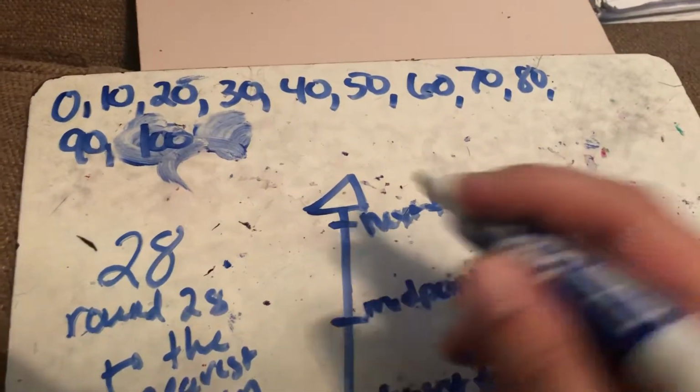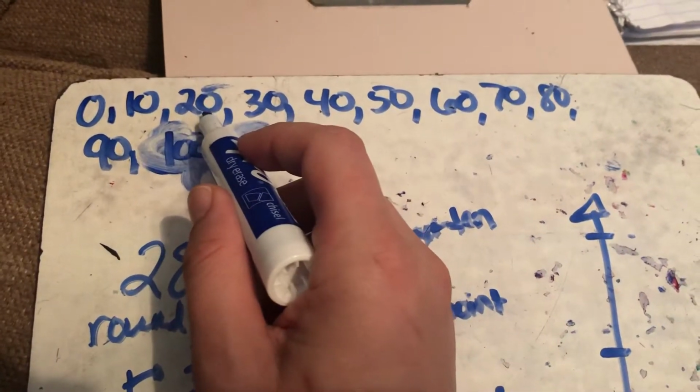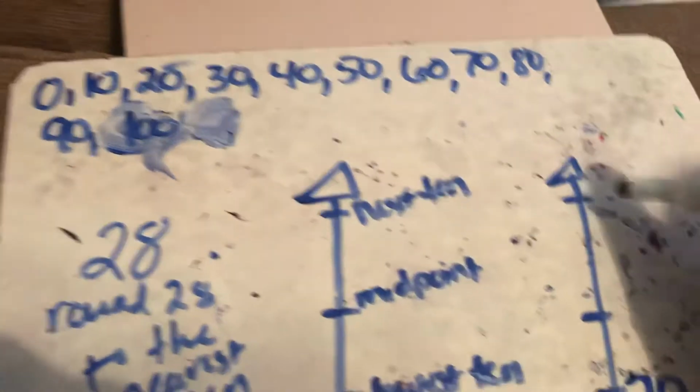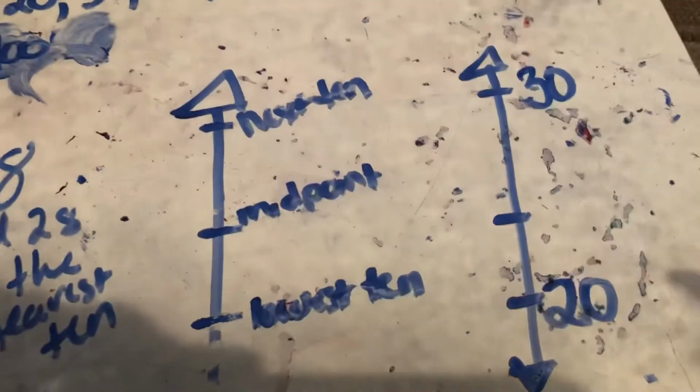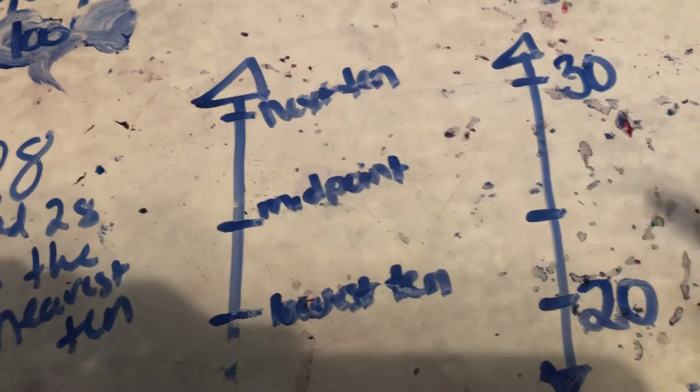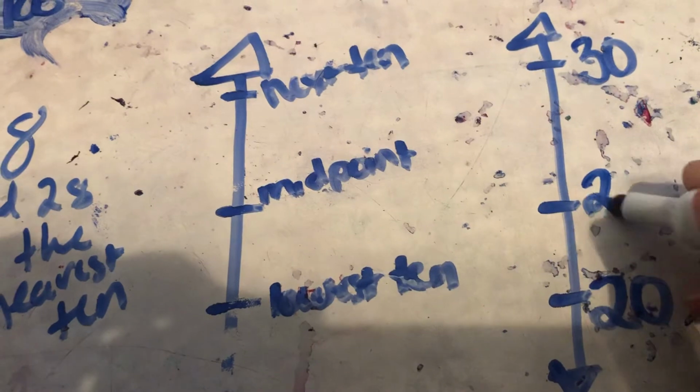Okay, and then what's your next 10? After 20, what's the next 10? 30. Okay, we're going to write 30 right here. Okay, kiddos, now what's in between 20 and 30? Okay, well, it's 25. It's right smack dab in the middle.